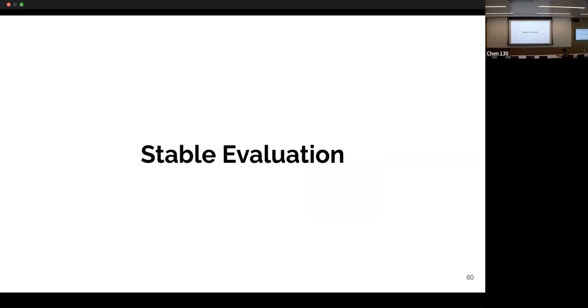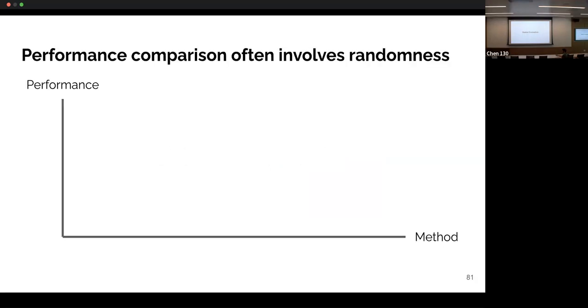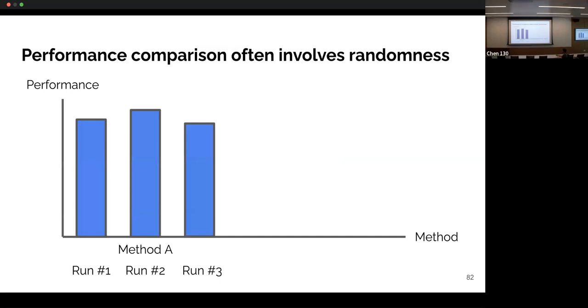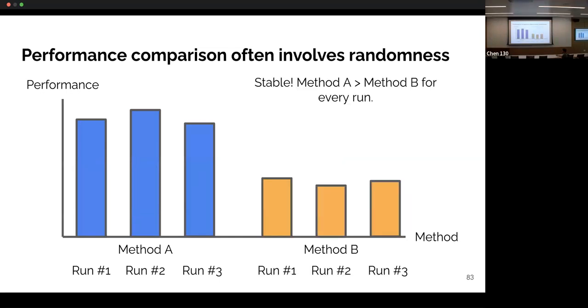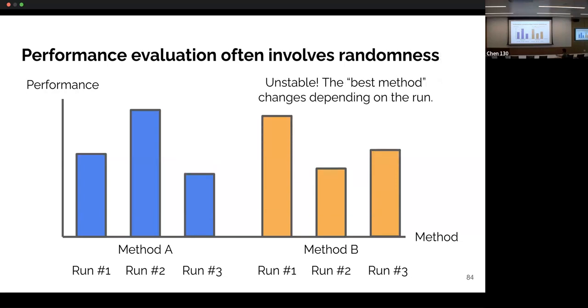So how do we try and get at stable evaluation? We do multiple runs, as Jeff said. We don't settle for one run of one model. And then hopefully if the method is stable, we get something like this, where method A is consistently better than method B. But it just might not be the case. It might be that method B sometimes does better, and method A sometimes does better, and the methods are just not really stable.